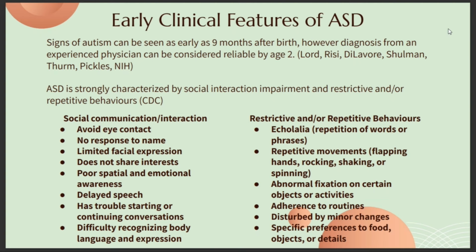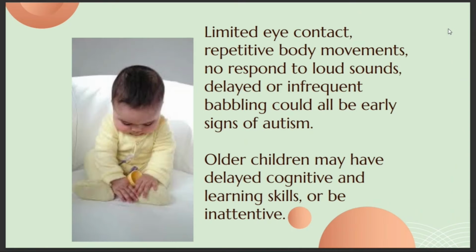And they are disturbed, these kids. They are cute-looking kids. They are normal-looking kids. They are disturbed by minor changes in their pattern of routine, and also have a specific preference for certain food, toys, or details. So those are the early clinical features.